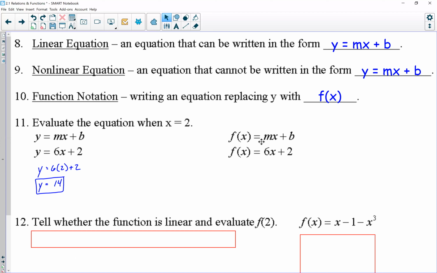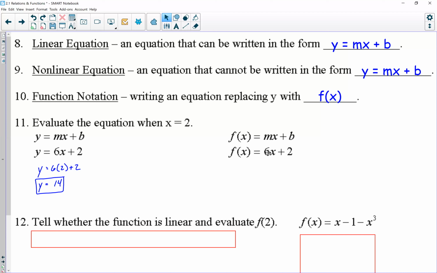The example on the right, this is also a linear equation or a linear function. This one now is just written in function notation. I've taken out the y, replaced it with f of x. Notice the right side is still slope-intercept form. So this is still slope-intercept form for a line. Again, it's just using function notation instead of the variable y. You would evaluate this the exact same way. The notation changes just slightly.